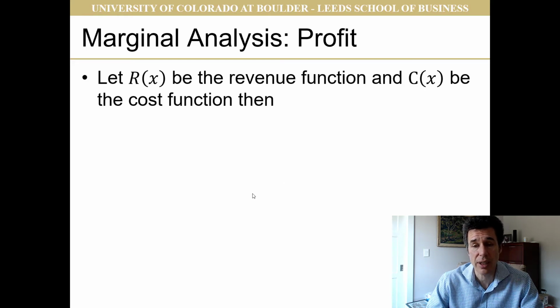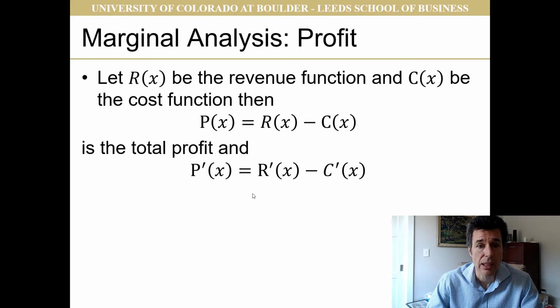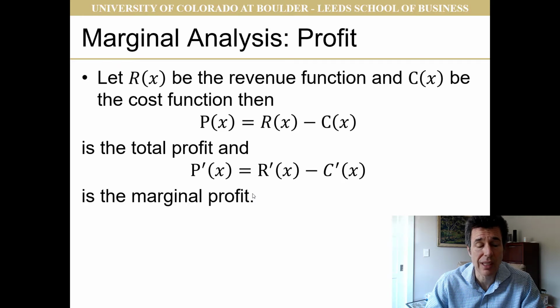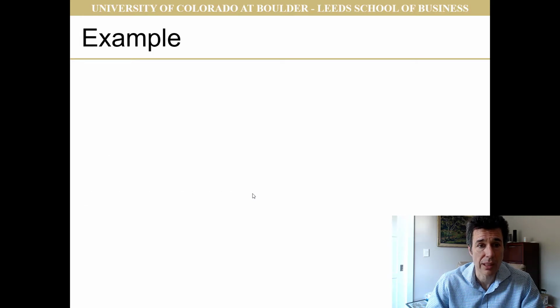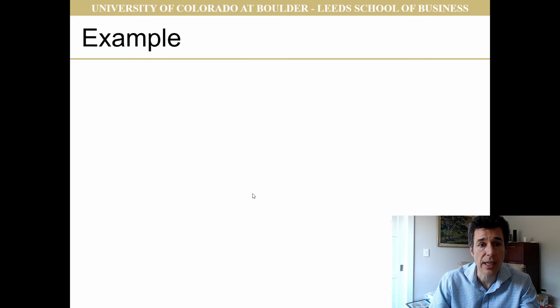Profit: if R of X is the revenue function and C of X is the cost function, then P of X is R of X minus C of X, which means that P prime of X is equal to R prime of X minus C prime of X. So the derivative of profit is the derivative of revenue minus the derivative of cost, and this is the marginal profit. The marginal profit is the instantaneous rate of change of profit with respect to the number of items produced or sold. Now, we have an example.